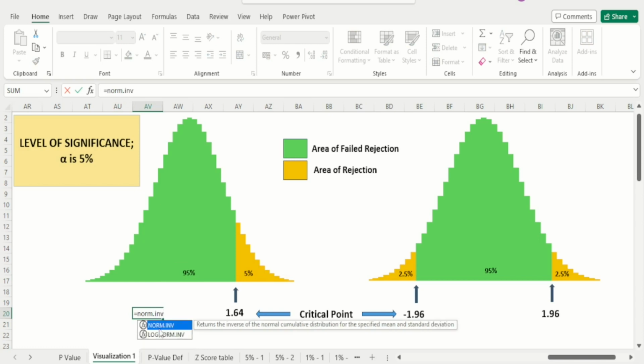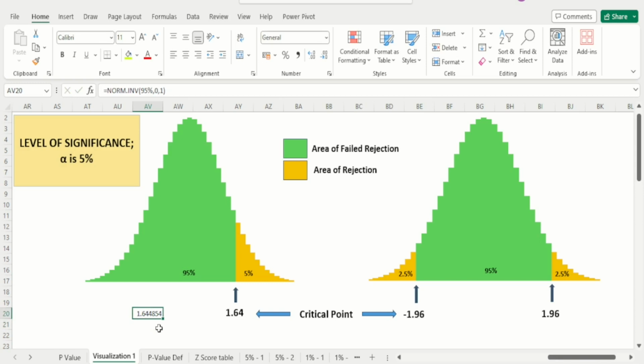and use norm.inv. We know that the probability we're looking for is 95%. Since this is a representation of a standard normal distribution, the mean is 0 and the standard deviation is 1, and that will take us to 1.64. So that's how we get the value of 1.64. Now, this representation is true for a one-tailed test.